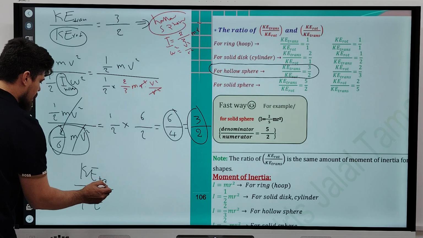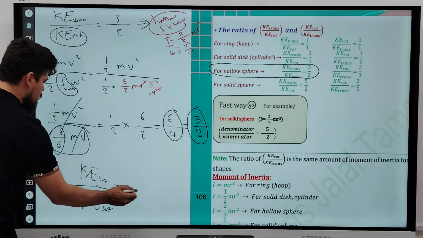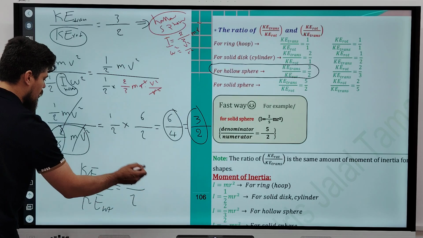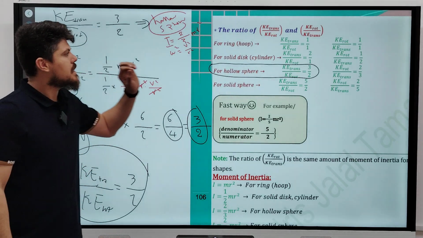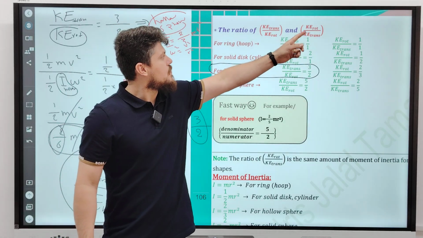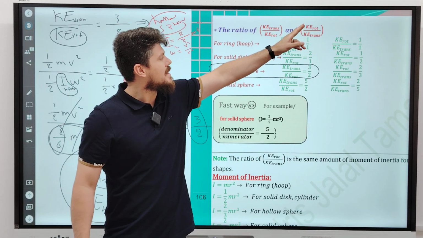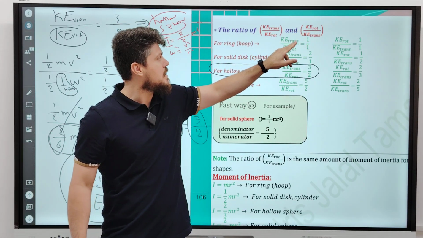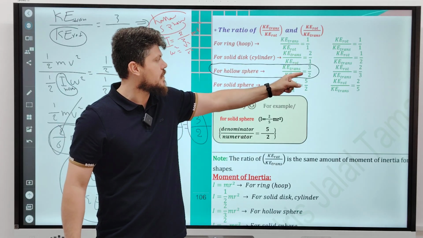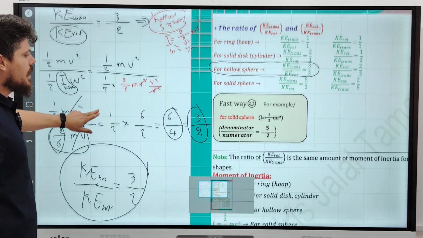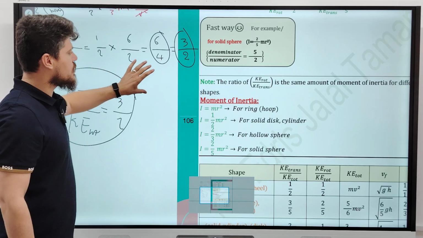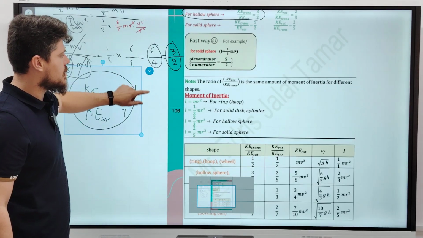The ratio of translational kinetic energy to rotational kinetic energy for the hollow sphere is equal to 3 over 2. And if you want the ratio of rotational kinetic energy to translational kinetic energy, just flip this ratio. It becomes 2 over 3. It's very easy, but please pay attention to the moment of inertia for each shape.